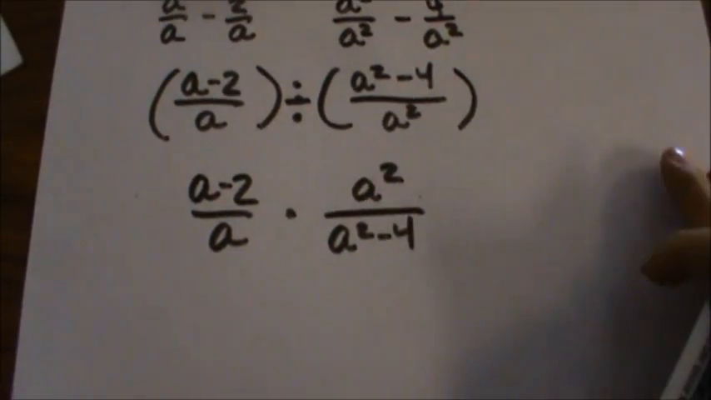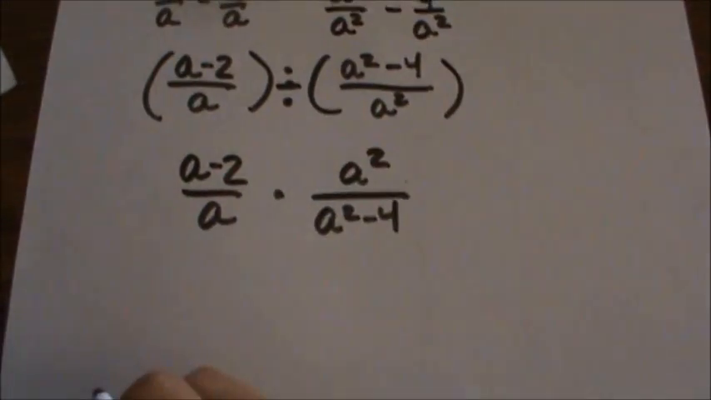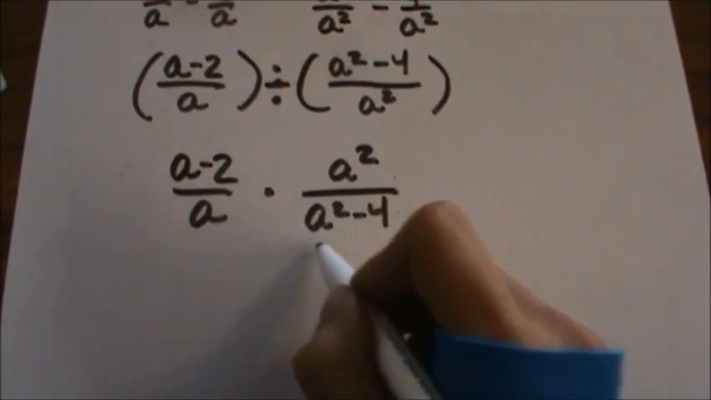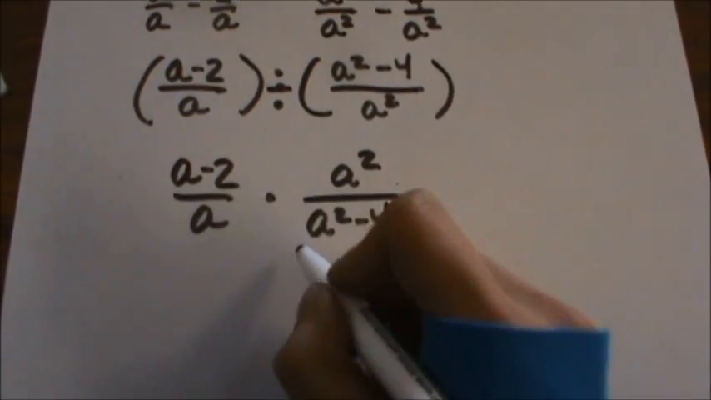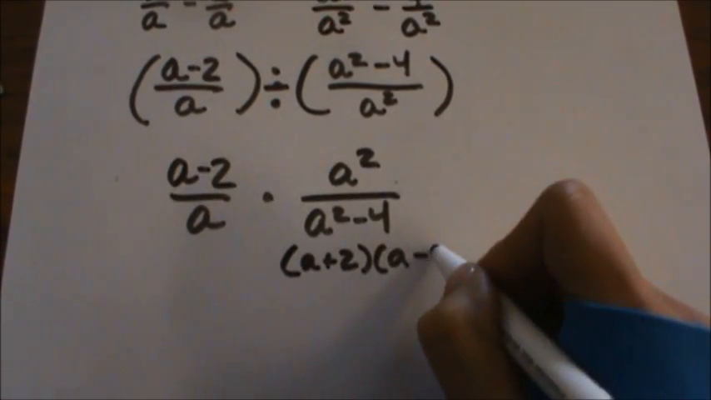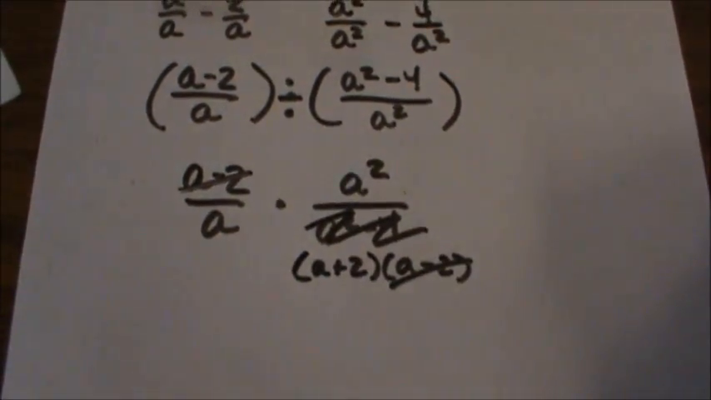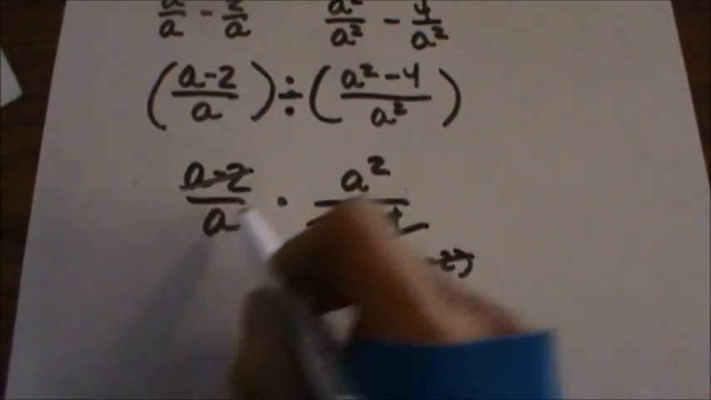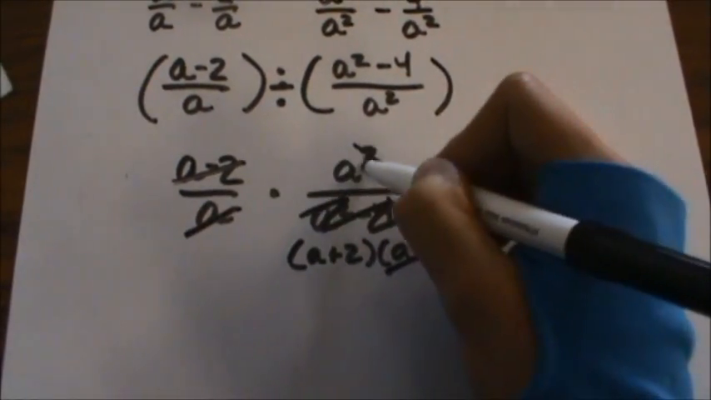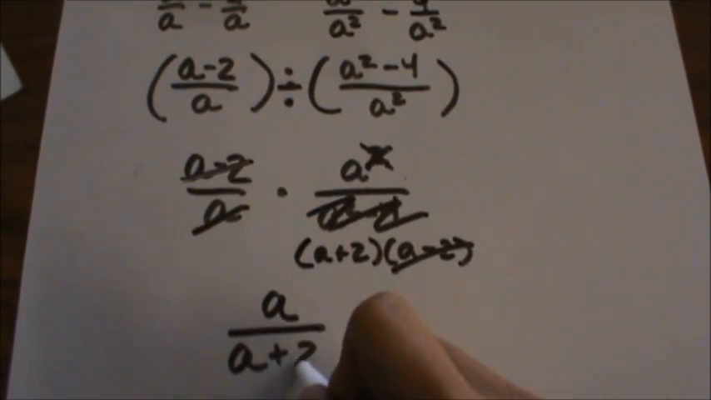Now if you think way back to 6.2, if I'm multiplying two fractions, I can cross cancel if everything is completely factored. So I have an issue right here with the fact that this is the dose rule. A plus 2, a minus 2. So I'm just going to cross that out there. And now, boom and boom will cancel from top and bottom. I have an a here with this a squared. That will cancel. And so I'm left with just a on top, a plus 2 on the bottom.